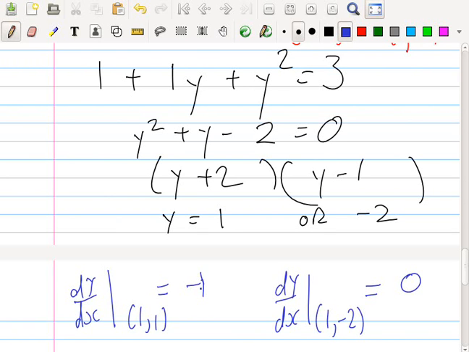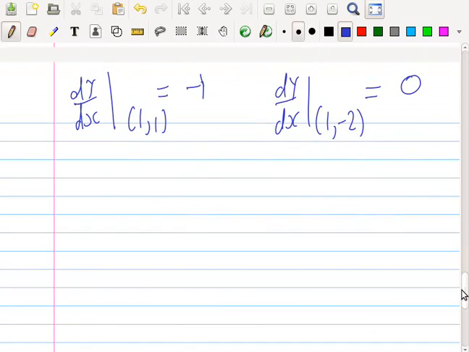Does anybody know why there's two answers here? Like I said, x is 1, but I got two possible slopes. How did that happen? Any ideas? What way would the parabola be? Not square. Like one this way, the other one this way. But what shape, what curve could it be?